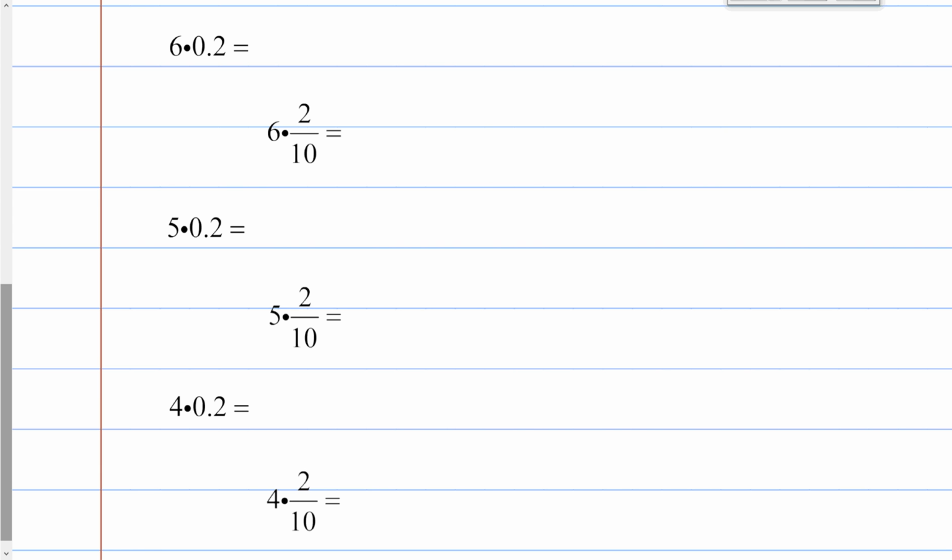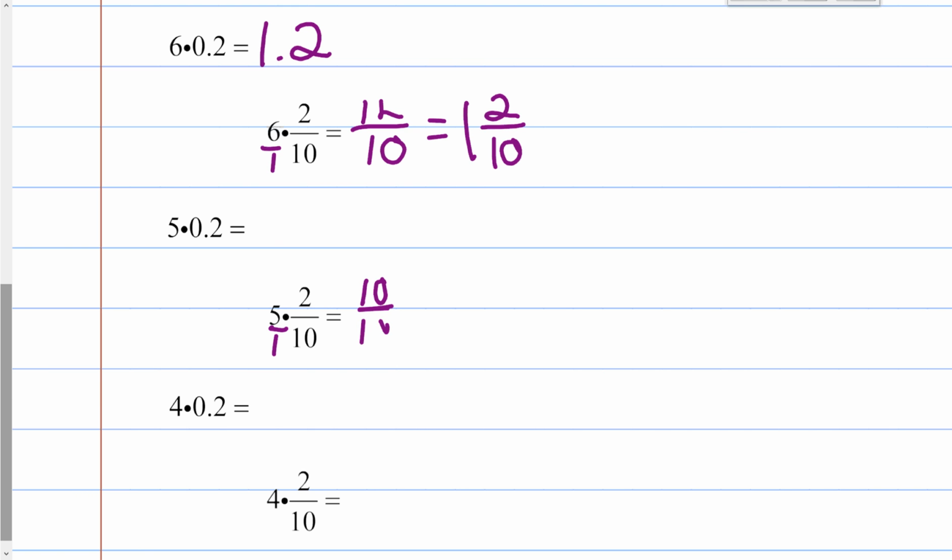Let's take a look at 3 more quick examples. 6 times 2/10. 6 times 2 is 12, so it's 12/10, which converts to 1 2/10. 5 times 2/10, which would be 10/10, which converts to 1, no tenths, since we're keeping it in our tenths. And then finally, 4 times 2/10. Well, that comes out to 8/10. And when I convert that, that is simply written as 0.8.